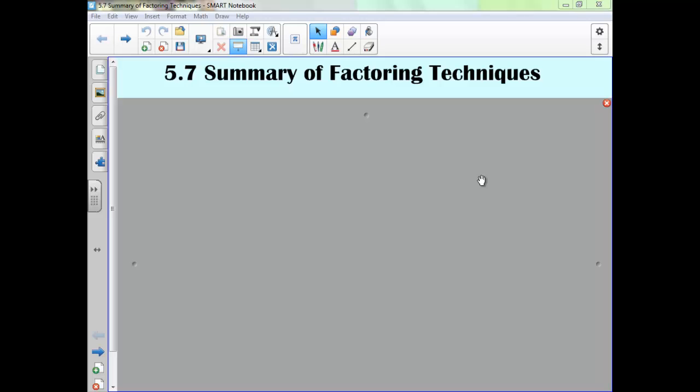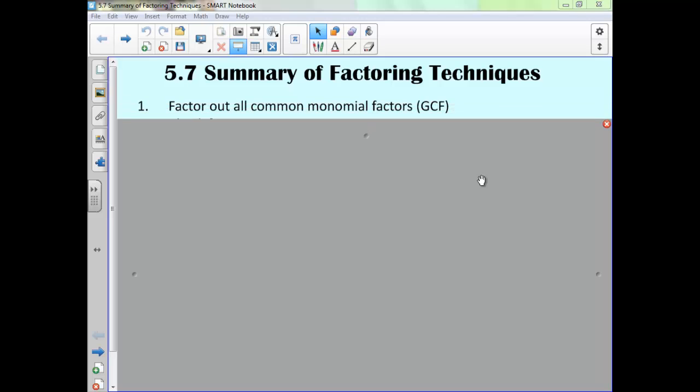Section 5.7 is just a summary of factoring techniques, or a review of our factoring. So the first thing we always want to do is factor out our GCF, see if there's anything in common that we can factor out. This will help make your life easier by having smaller numbers to work with, as well as get you a complete factoring for your answer.